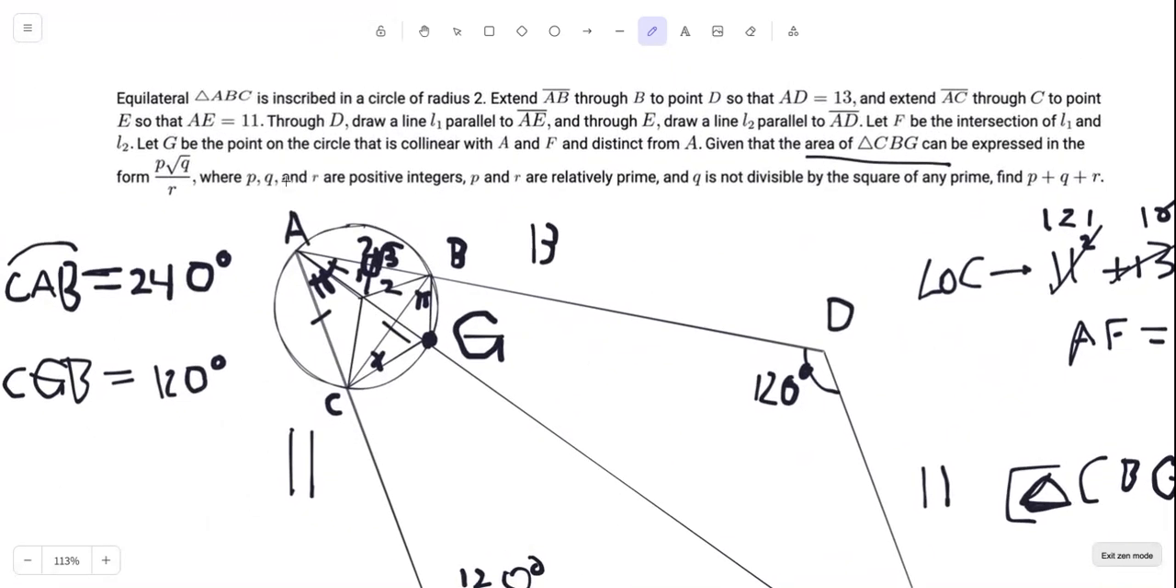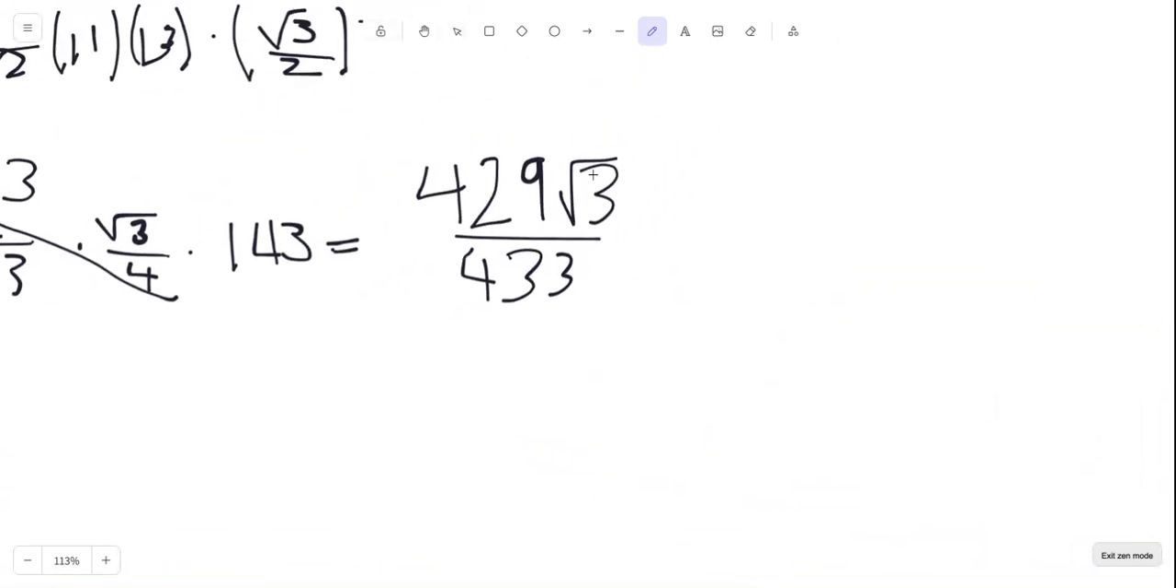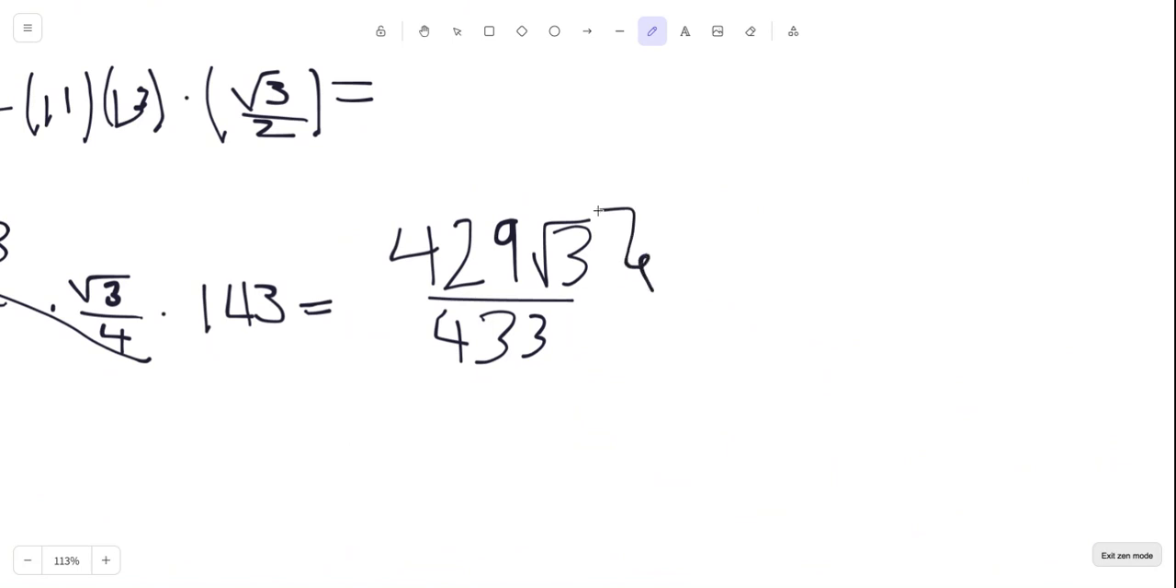And our final answer is the sum of these numbers, which is 429 and 3, okay, 432, so 865, 436. Okay, and that's our final answer.